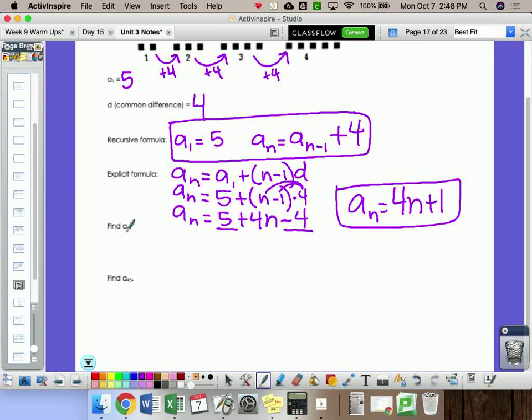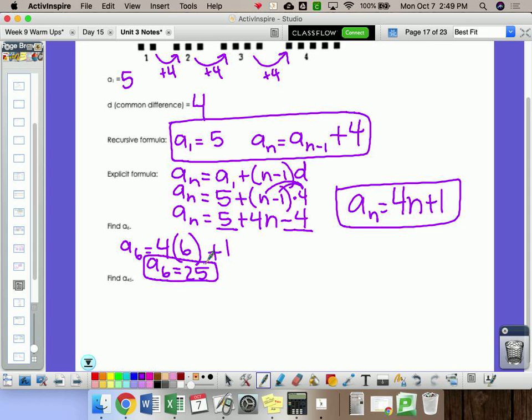So I'm going to find what A sub 6 is first, using this equation. So anywhere there is an n, I am going to plug a 6. So that means I would have 4 times 6 plus 1, which would give me A sub 6 equals 25, because 4 times 6 would be 24. 24 plus 1 would give me 25. So the 6th term in the sequence, if I kept going, it would have 25 blocks.